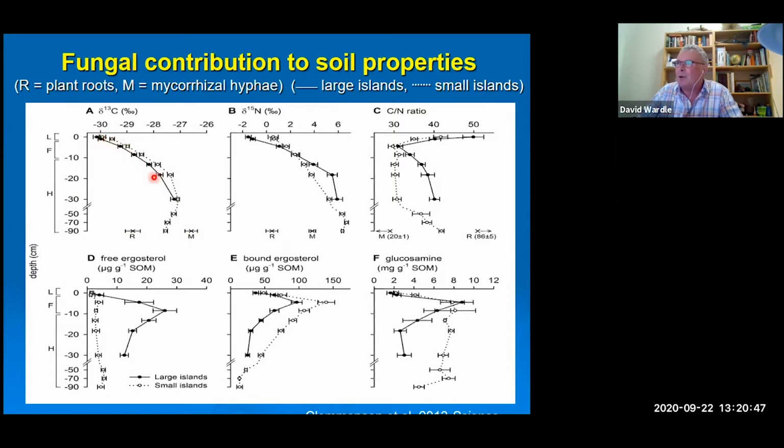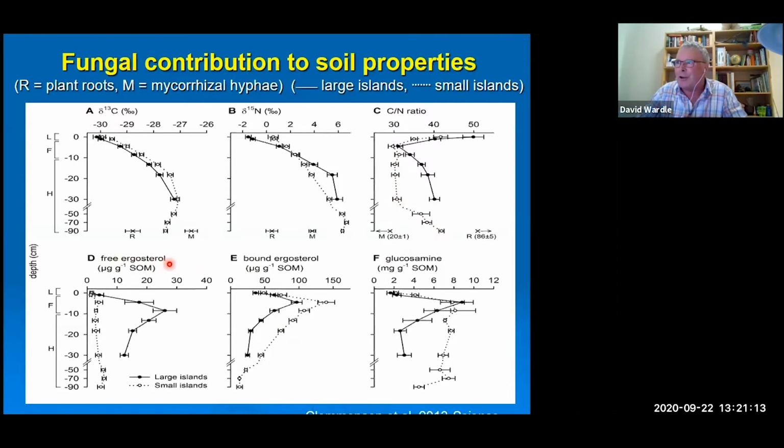So as we go down the soil profile, the stable isotope of the carbon gets closer to that of fungi and not roots. Same with regard to nitrogen, closer to that of fungal material and not root material. And the same also with the carbon to nitrogen ratio down the profile, closer to that of fungi, particularly for the small islands with the really deep humus. We get further insights from ergosterol, which is something that fungi produce.